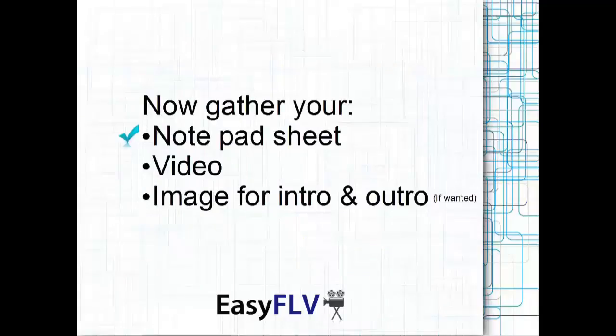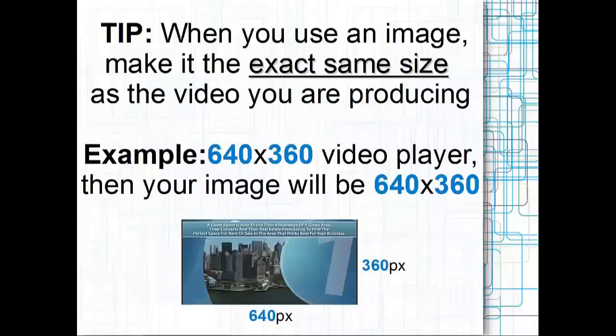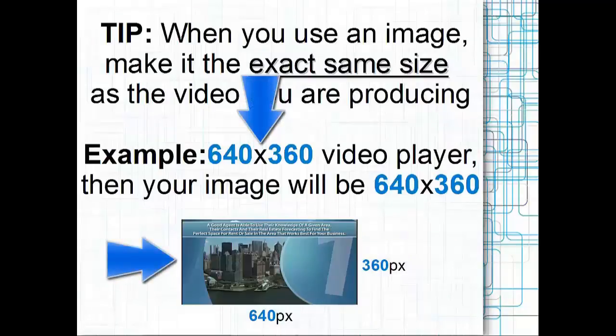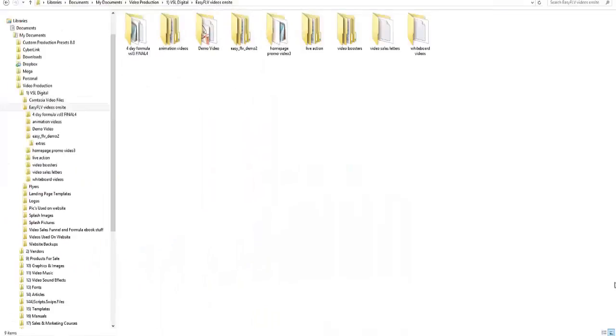Now go ahead and gather your notepad sheet, your video, and your image for your intro and outro if you're going to use one. Another tip, when you use an image, make it the exact same size as the video that you're producing. So if you're going to do a 640 by 360 video player, then your image must be 640 by 360. Otherwise it's going to come out a little bit funky and blurred.